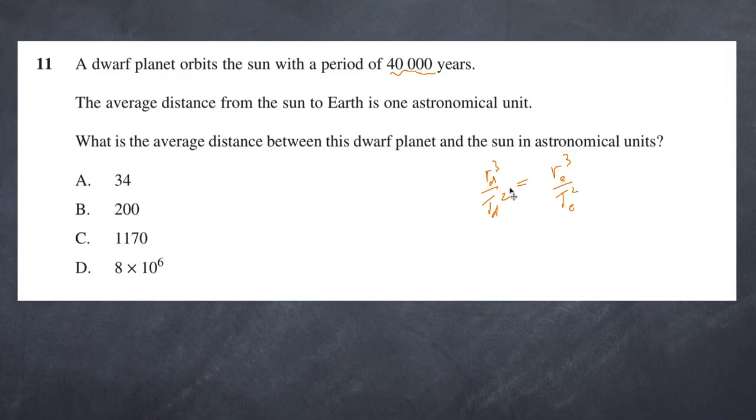So if we substitute everything that we need and also the things we're looking for, we know that the dwarf planet's radius is what we're looking for, so we're going to put r cubed there. Its period in this case is 40,000 years, and the Earth's radius we know is 1 astronomical unit, and in this case our period is not 40,000 years, it's 1 year. So now that makes it really obvious that r cubed is equal to 40,000, so the cube root of 40,000 is what our r is going to be, and that means our total answer is the cube root of 40,000, which is C.